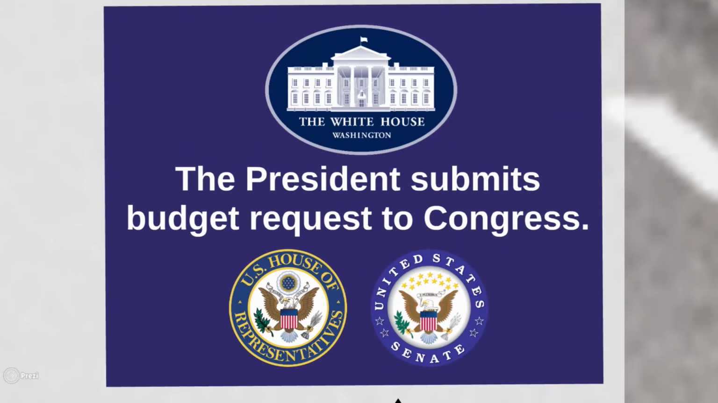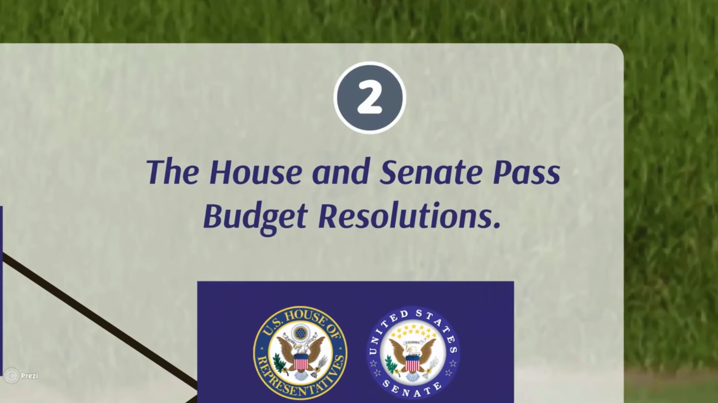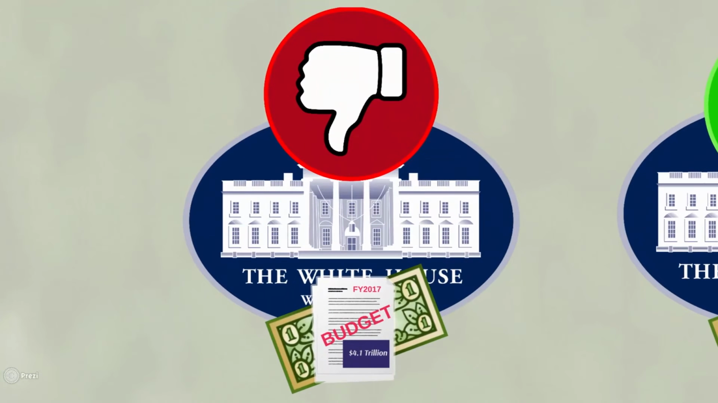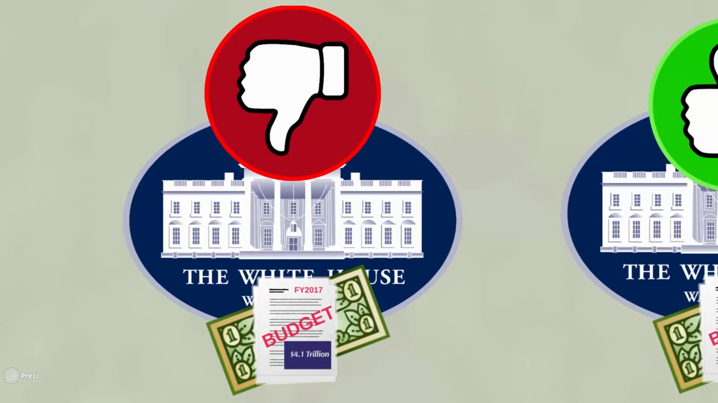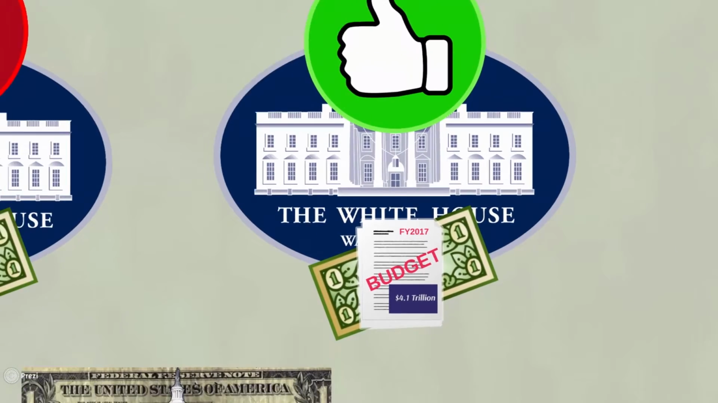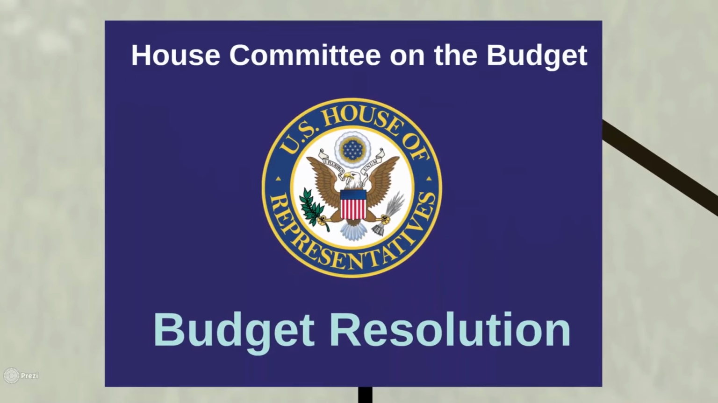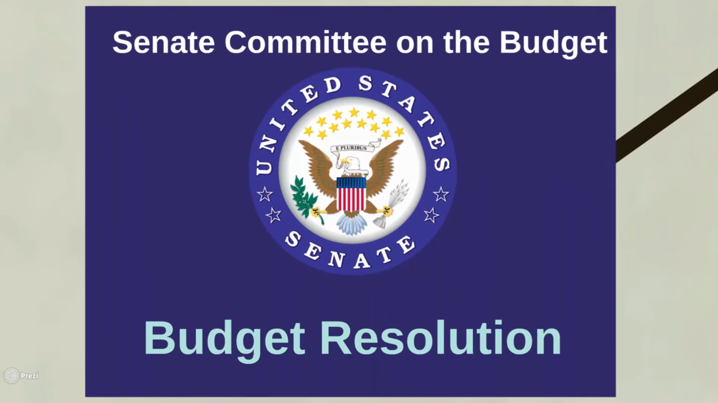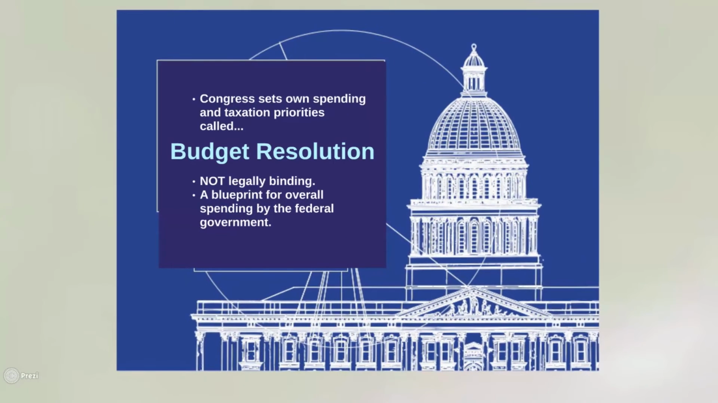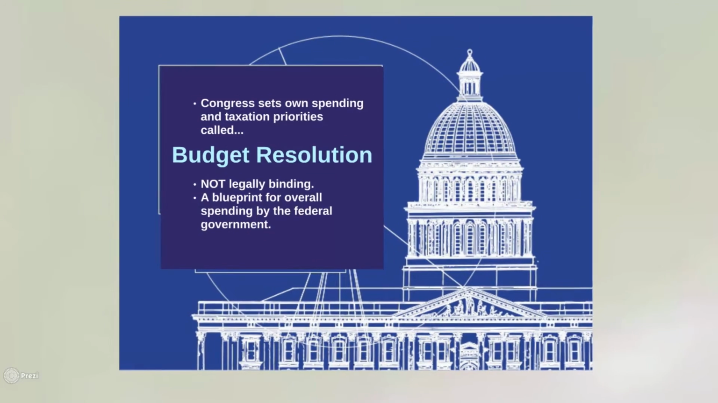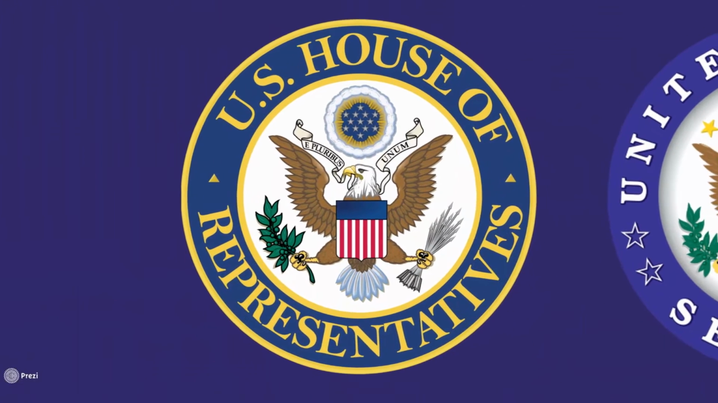In step two, after the President's budget request has been released to the public, it's Congress's turn to pass their own budget resolutions. The Congress can entirely ignore the President's budget or write their own. They set their own spending, taxation, and policy priorities, called a budget resolution, in the House Committee on the Budget and the Senate Committee on the Budget. The budget resolution is not a legally binding resolution, but is more like a blueprint for overall spending by the federal government. The House writes theirs first, followed by the Senate.